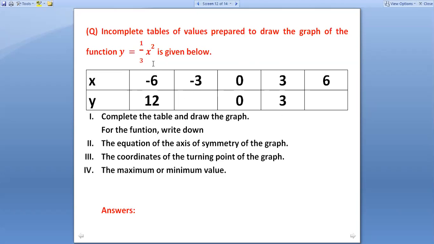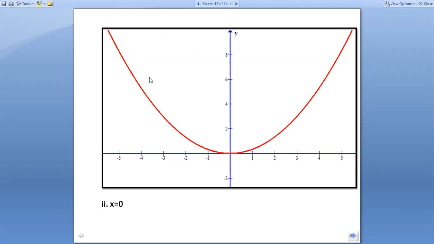So, you have to first find what is x squared. Then, you have to find 1/3 x squared. That means you have to divide the value by 3. When the value of x is negative 3, x squared will be positive 9. Then, when you divide it by 3, the answer which comes here will be 3. When x is 6, x squared will be 36. And when you divide 36 by 3, the value will be 12. So, the graph will be of the type like this. It will be like this when you draw the graph.